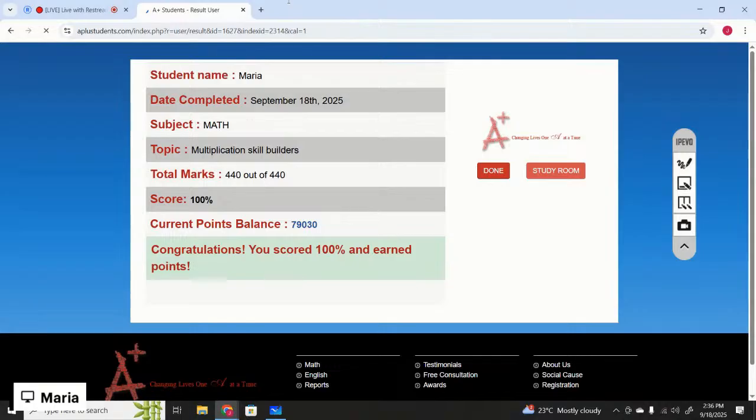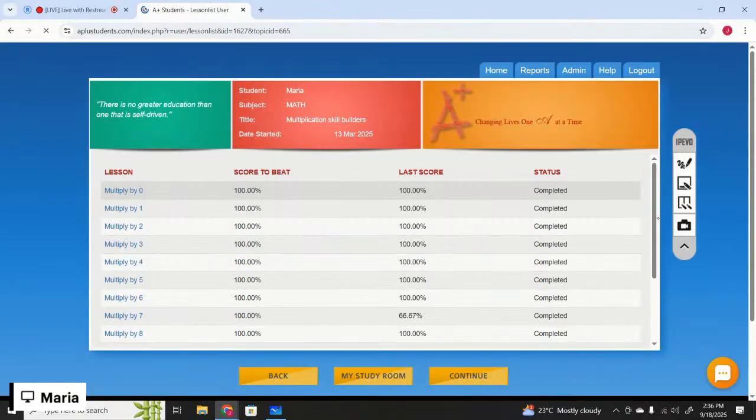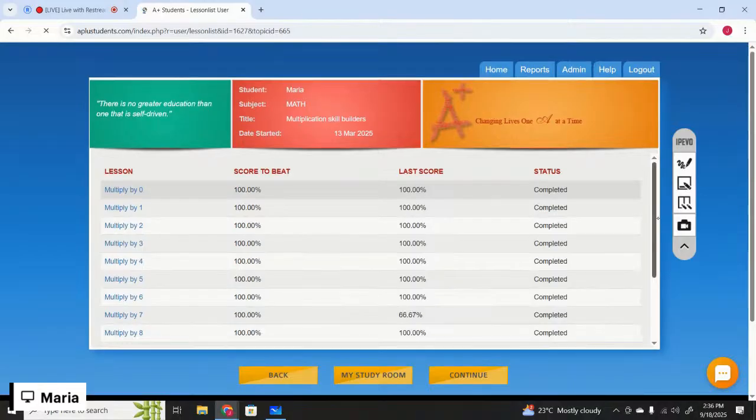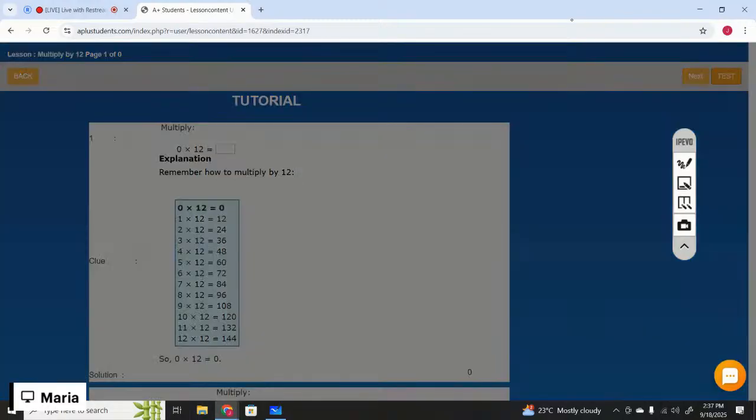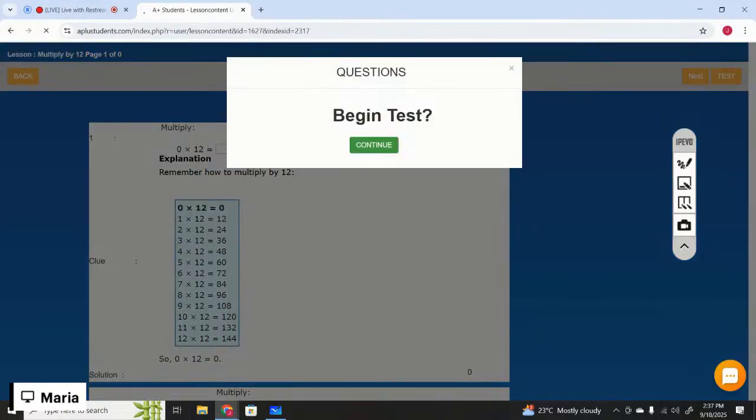Okay, we are done with the lesson. The last lesson of the chapter is multiply by 12. 0 times 12 is 0 it is. Let's just start with the test questions.